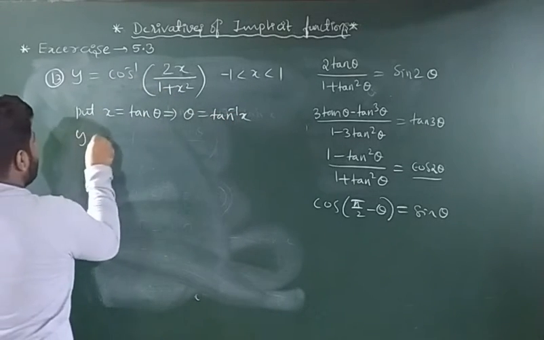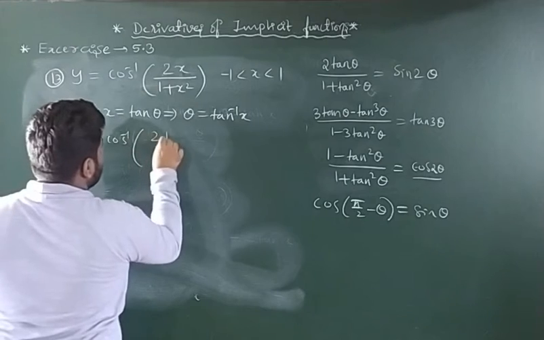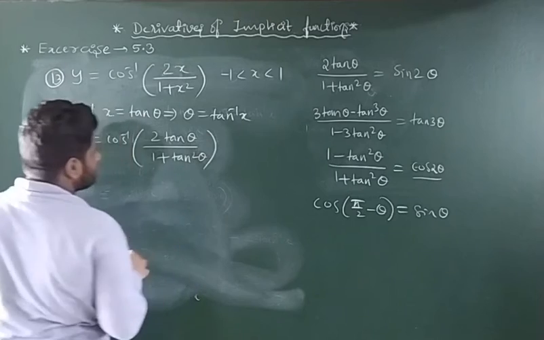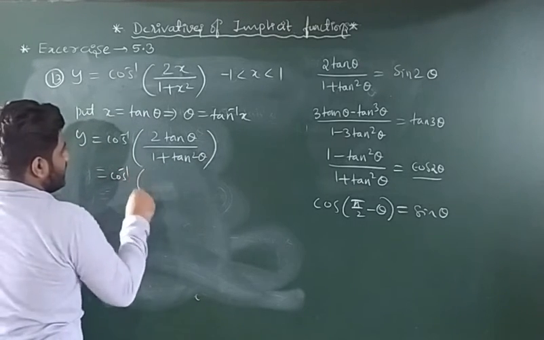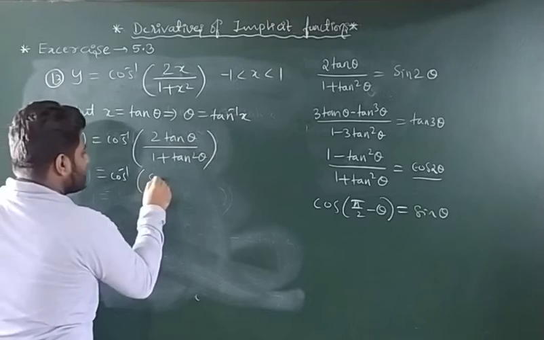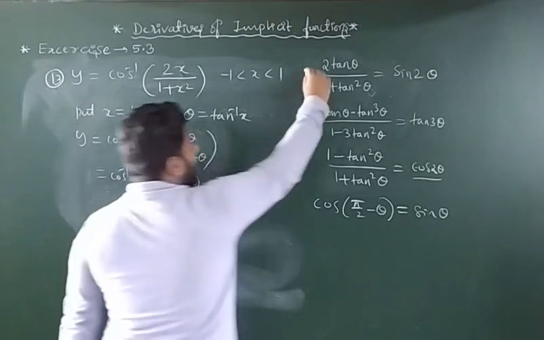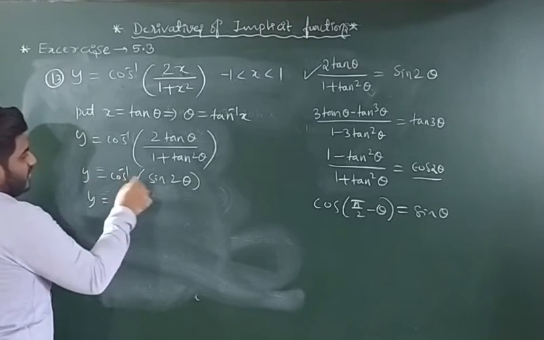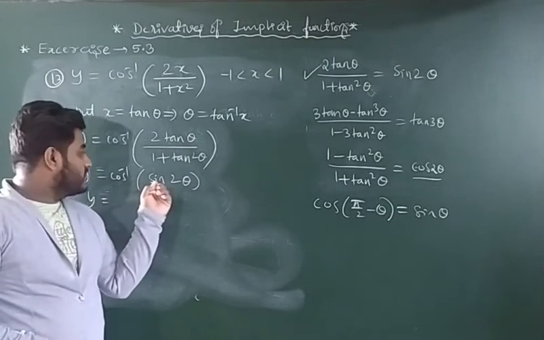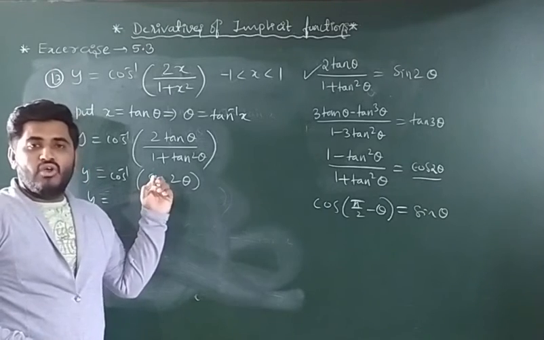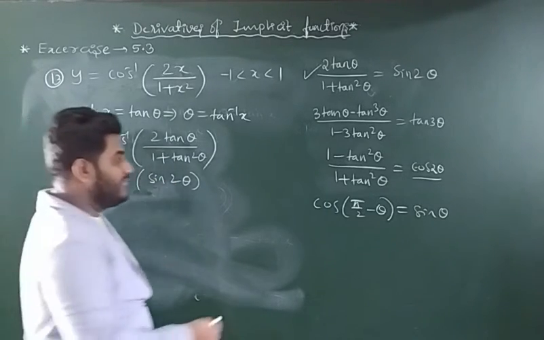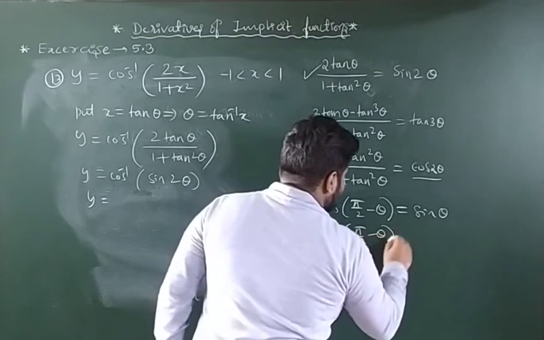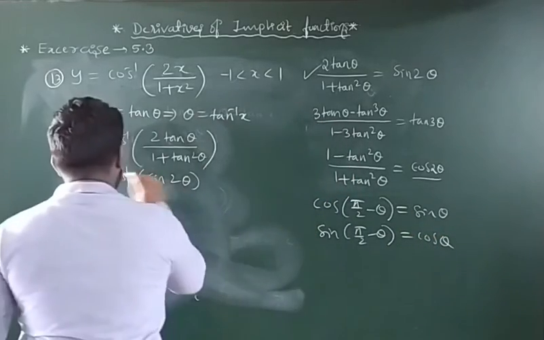Put here y equal to cos inverse of 2 tan theta divided by 1 plus tan square theta. Now, 2 tan theta divided by 1 plus tan square theta means sin 2 theta we are having. This is the formula for sin 2 theta. Carefully see here, guys. To cancel cos and cos, we need cos inverse and cos. Because we are having sin here, what should we do? We should convert this sin to cos. How to convert? Again the 90 degree formula. So sin of pi by 2 minus theta is equal to cos theta, so that we have to apply here.